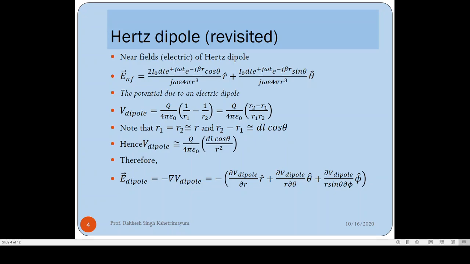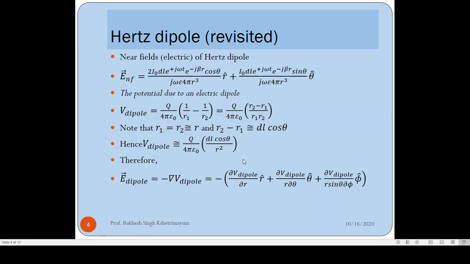Basically r is the distance from the origin to the observation point, r1 is the distance from the plus q charge to the observation point, and r2 is the distance from the minus q charge to the observation point. The angle theta is the angle of the radial vector r with the z axis. So in that case you can find that r2 minus r1 is dl cos theta.